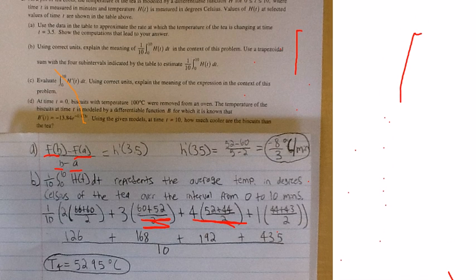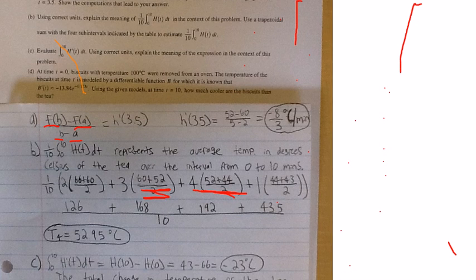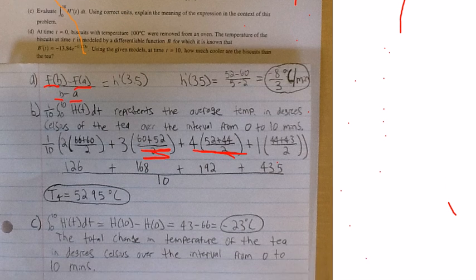At time t = 0, biscuits with temperature 100 degrees Celsius were removed from an oven. The temperature of the biscuits at time t is modeled by a differentiable function b, for which it is known that b'(t) = -13.84e^(-0.173t). Using the given model, at time t = 10, how much cooler are the biscuits than the tea?